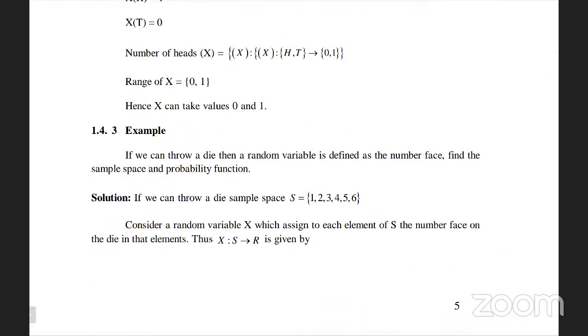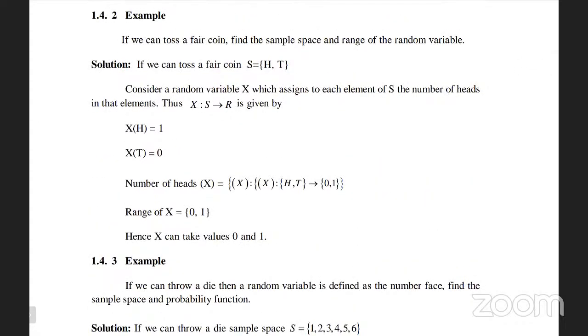If we throw a die, then a random variable is defined as the number of faces; find the sample space and the probability function. If we throw a die, sample space S equal to {1, 2, 3, 4, 5, 6}. So here in the above problem, getting a head we represent as 1 and getting a tail is represented as 0. So these are called the range. So range of the random variable is {0, 1} only. What is the total sample space? Getting a head is one possibility and getting a tail is another possibility. That is called the sample space.